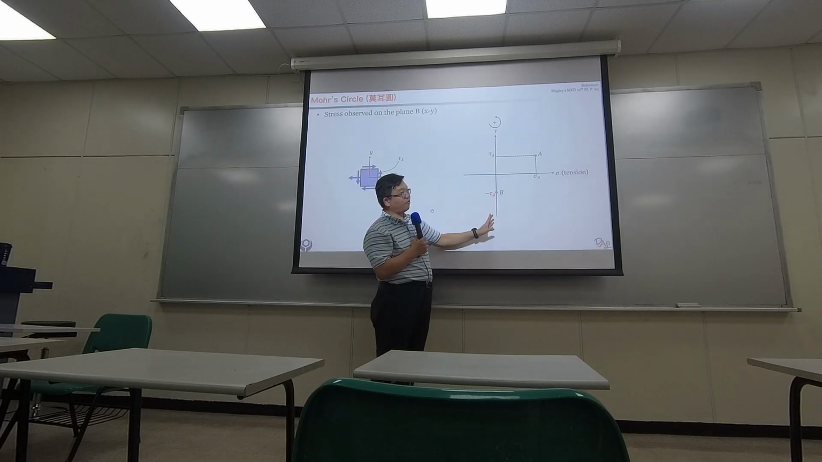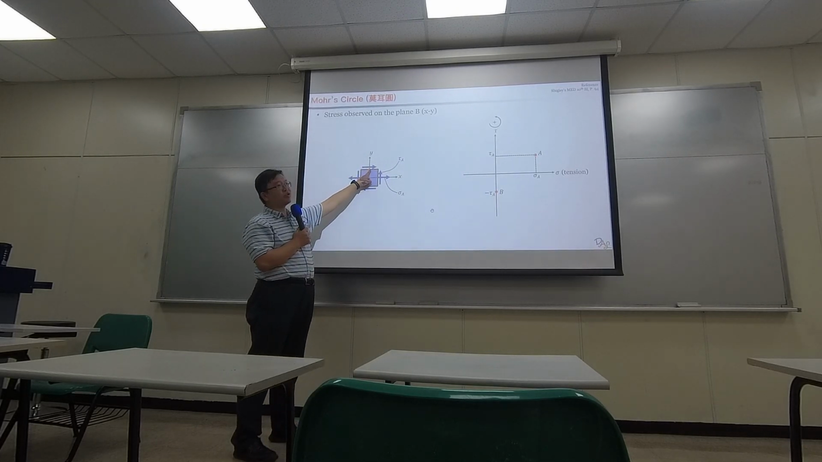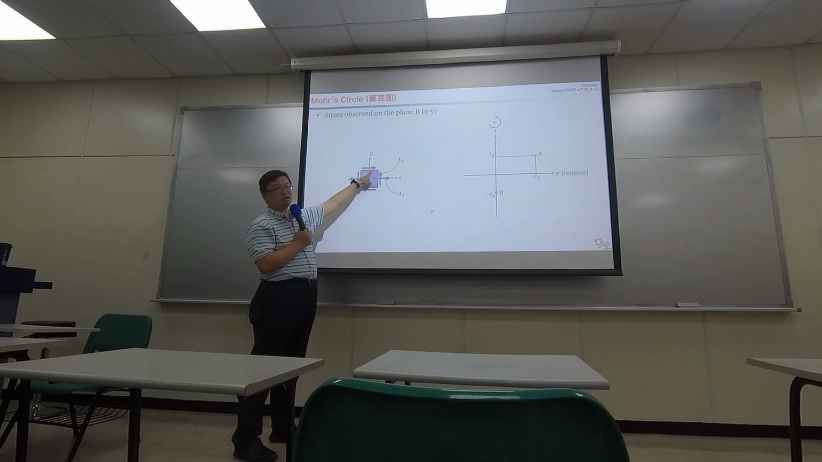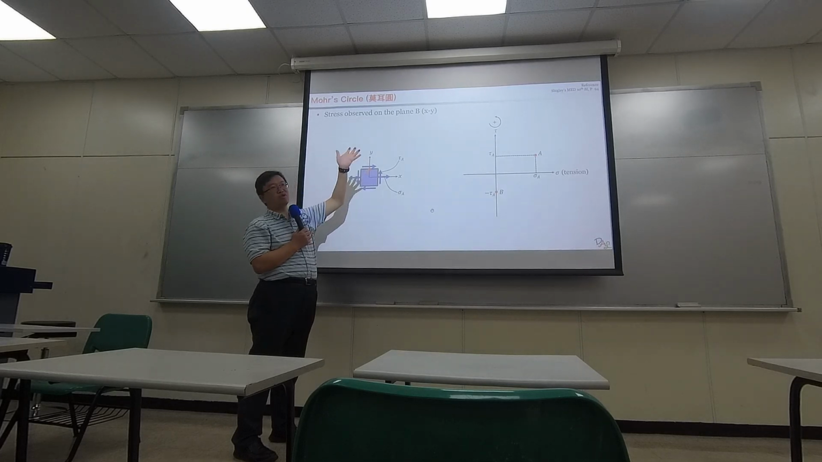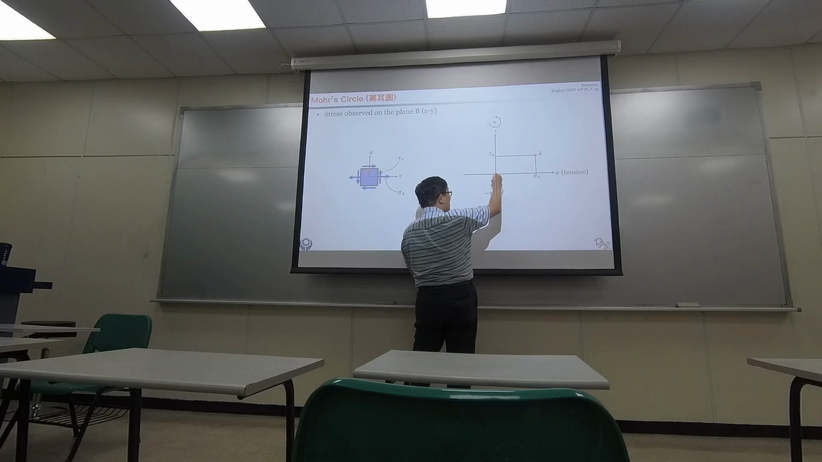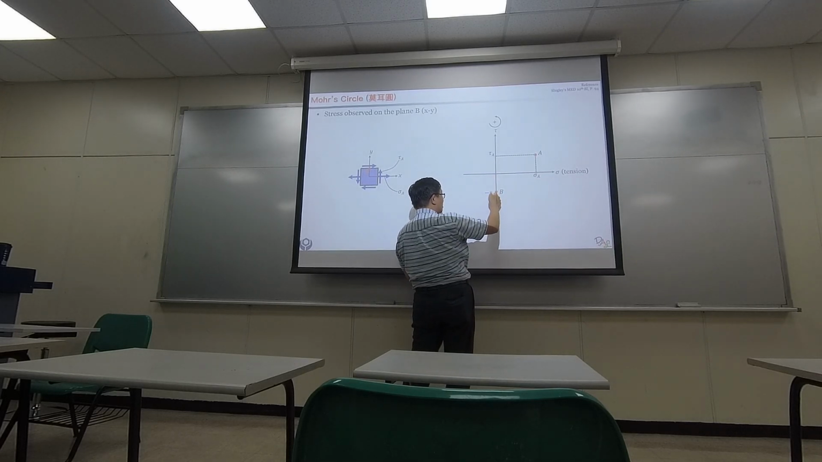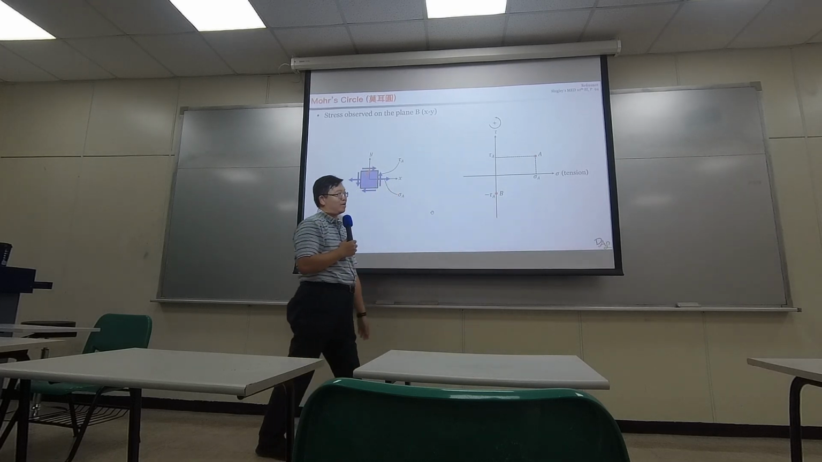And how come it's on the vertical axis? Because at this particular point, there's no normal stress. So normal stress equals 0. That's why sigma B equals 0, and tau B equals negative tau A.